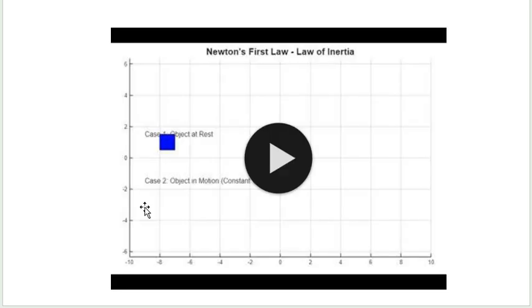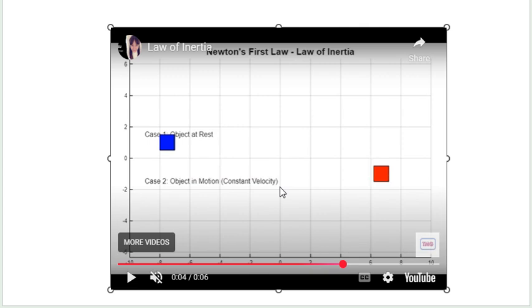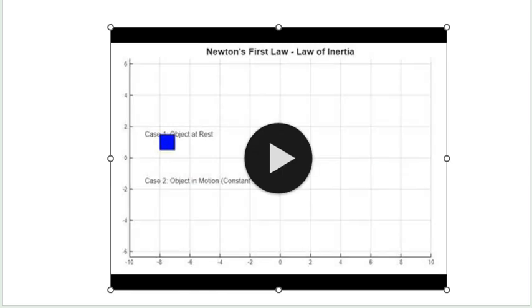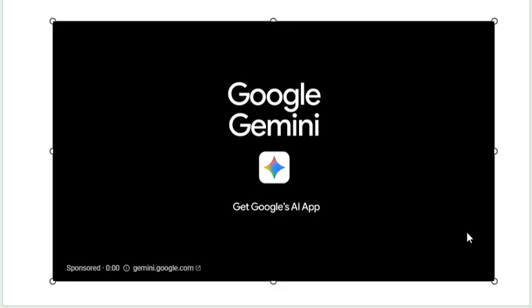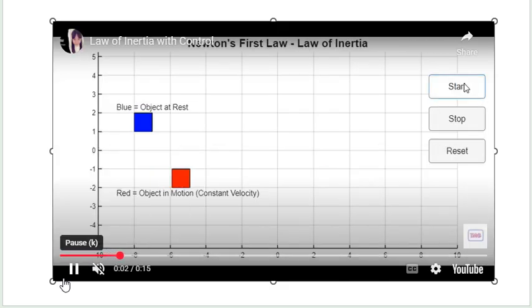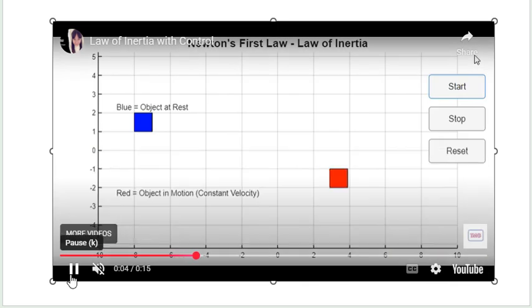Of course, here is a little graph simulation. You can see the object that is at rest is going to stay at rest because of the law of inertia. An object going with a constant velocity without acceleration will stay in that motion until you disrupt it with an external force. Because of the law of inertia. I can do this again, it's just showing you at a faster rate.